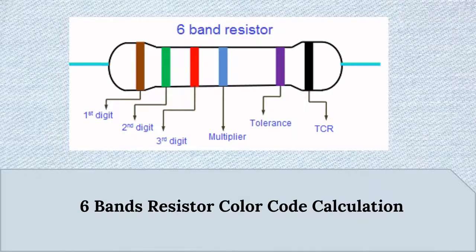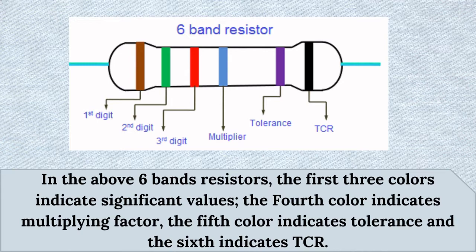6 band resistor color code calculation. In the above 6 band resistor, the first 3 colors indicate significant values, the 4th color indicates the multiplying factor, the 5th color indicates tolerance, and the 6th indicates TCR.